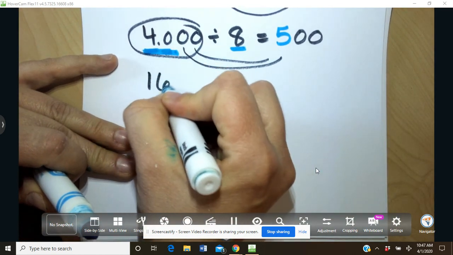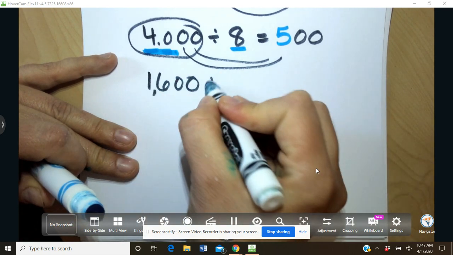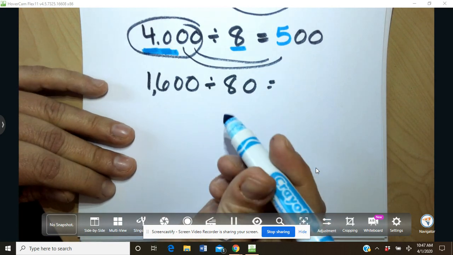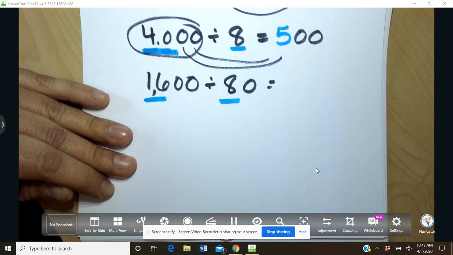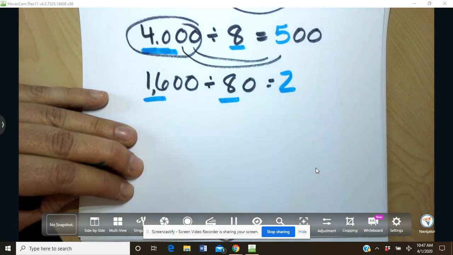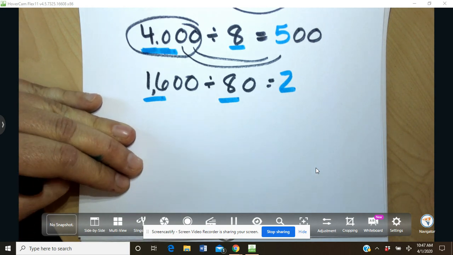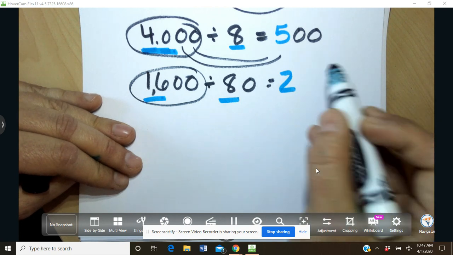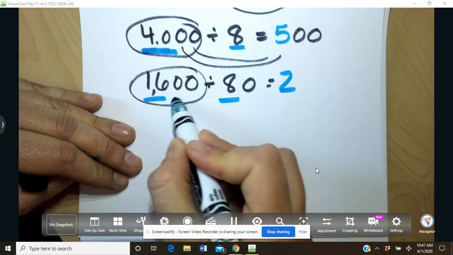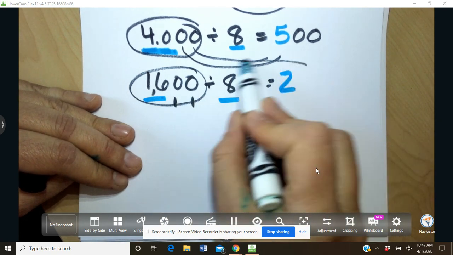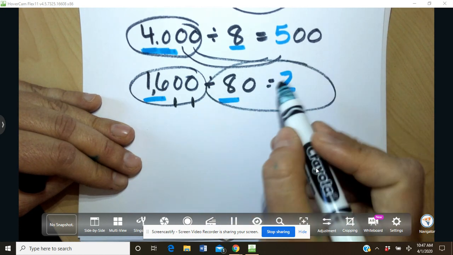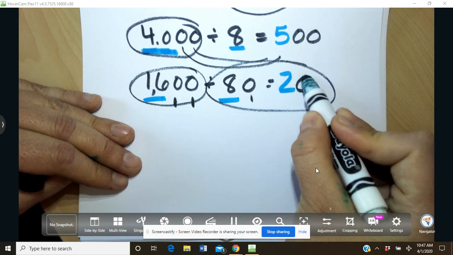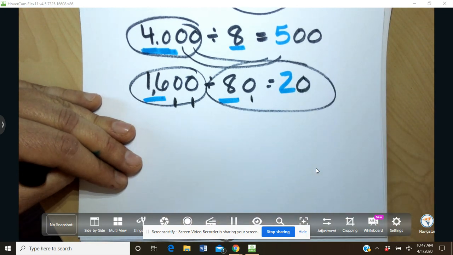Let's do 1,600 divided by 80. We look for our basic fact. We know 16 divided by 8 is 2. But we can't stop there because this is not 16, this is 1,600. So the same number of zeros here must have come from these two smaller numbers. Well, there's 1 in the 80. We need 1 more, so it must be from the 2, 20.